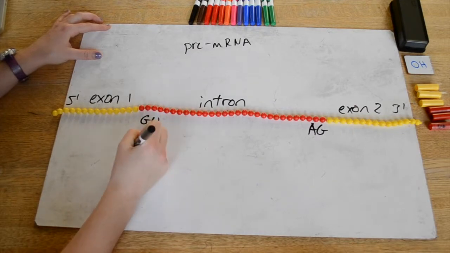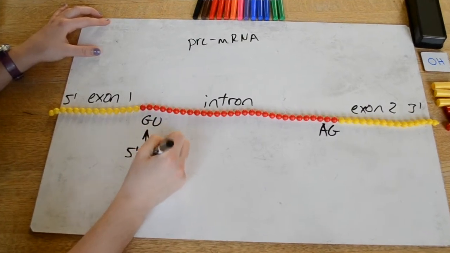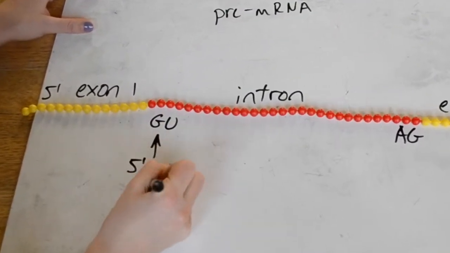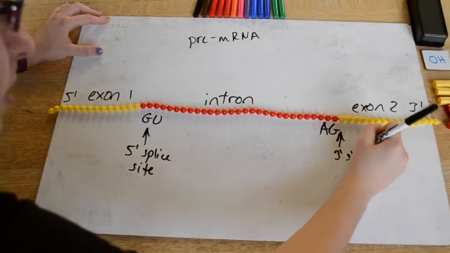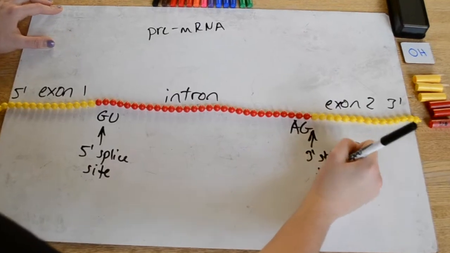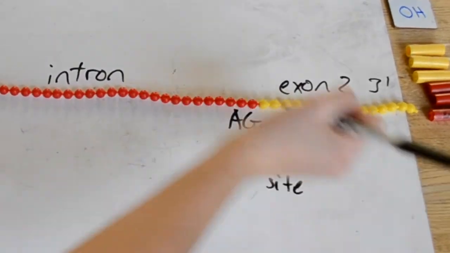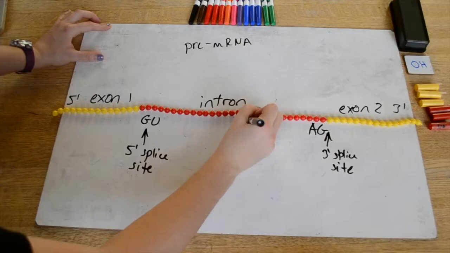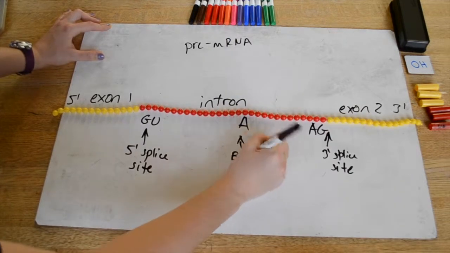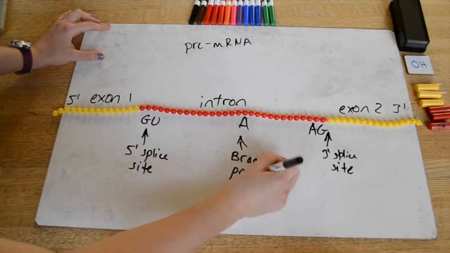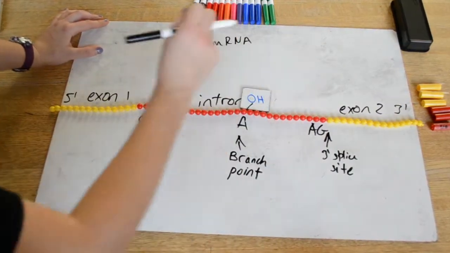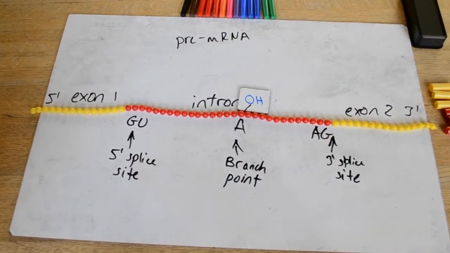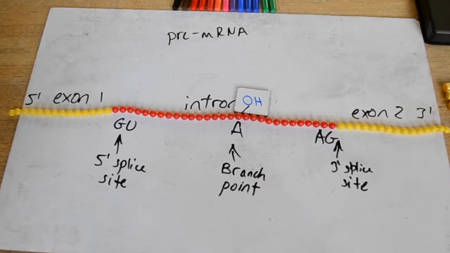The phosphodiester bond that connects the beginning of an intron to the first exon is our 5' splice site, and similarly, the phosphodiester bond between the end of the intron and second exon is the 3' splice site. In between the splice sites lies an adenine, which is called the branch point. Lastly, jutting off from that adenine is an OH group with a special function in RNA splicing.